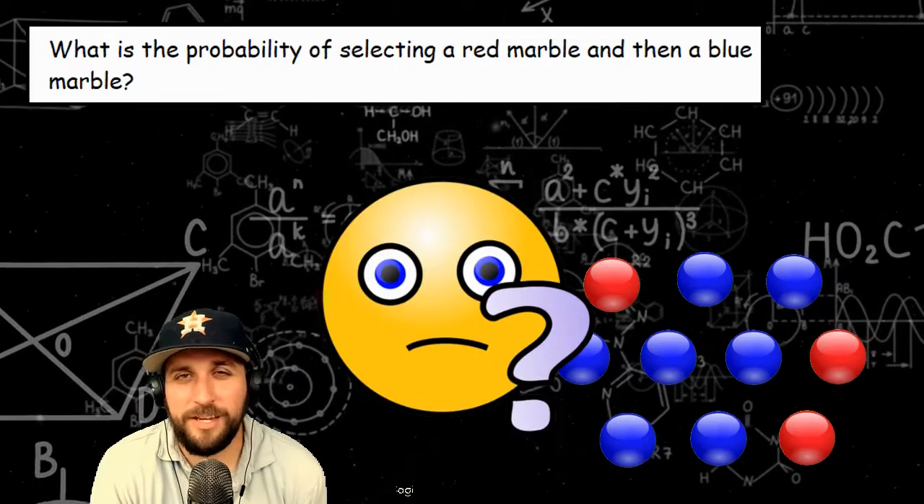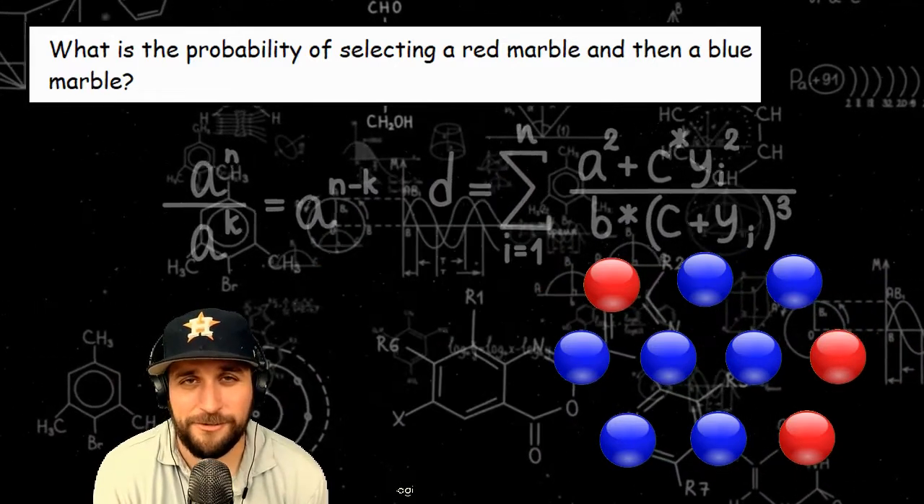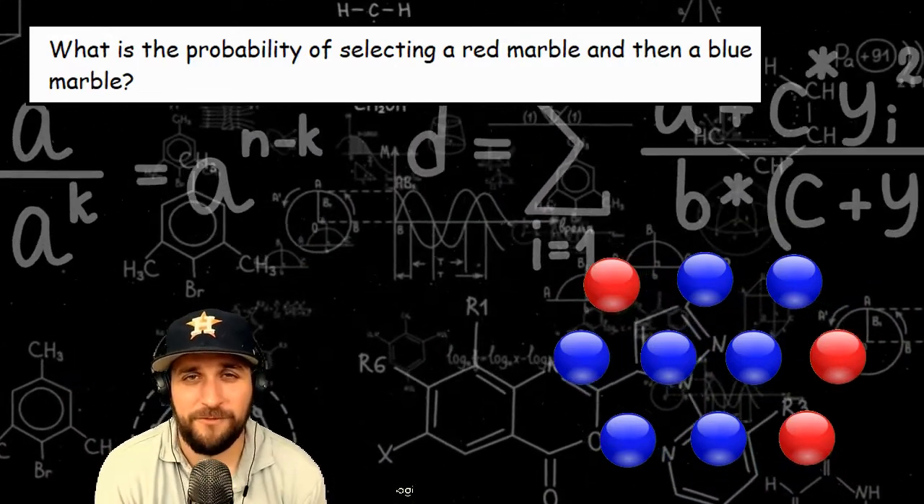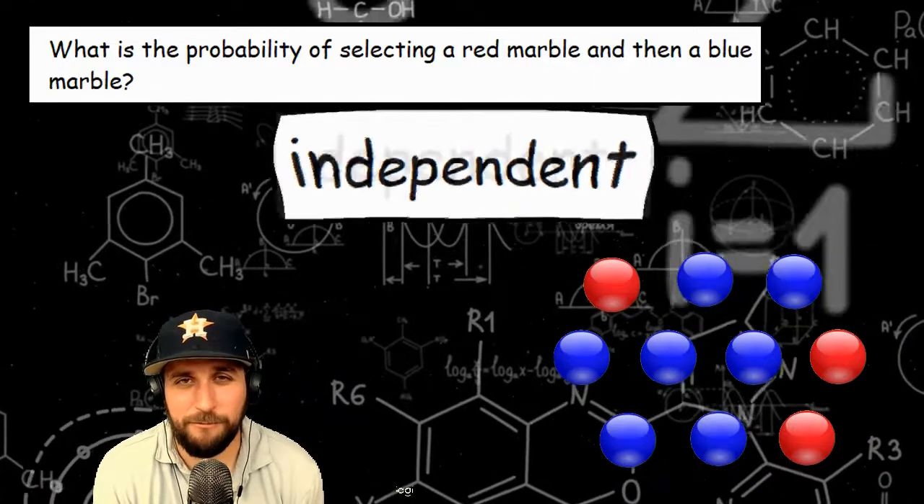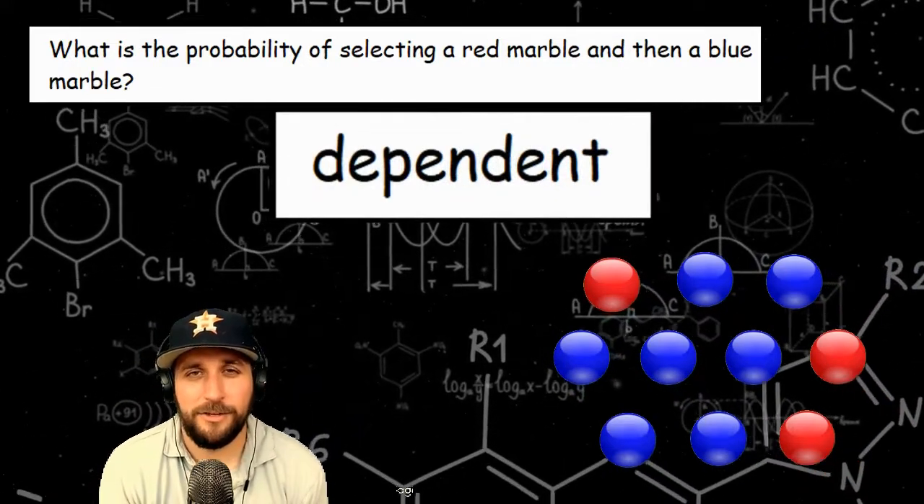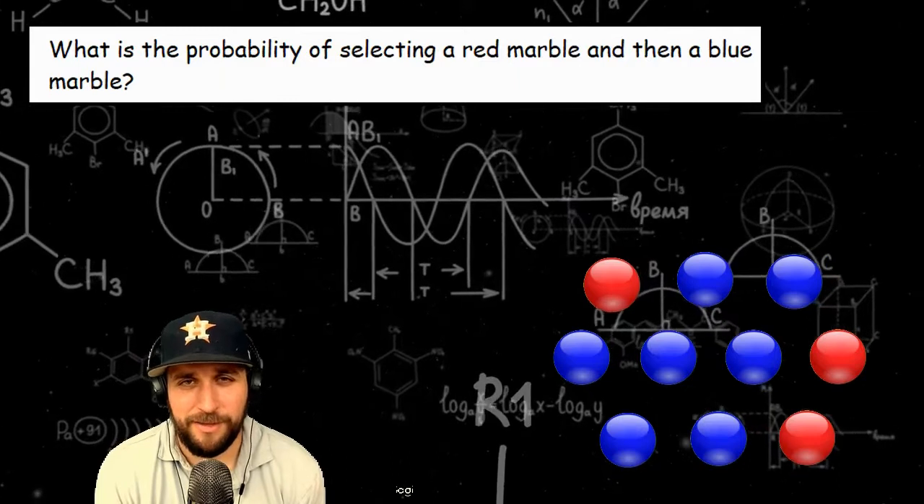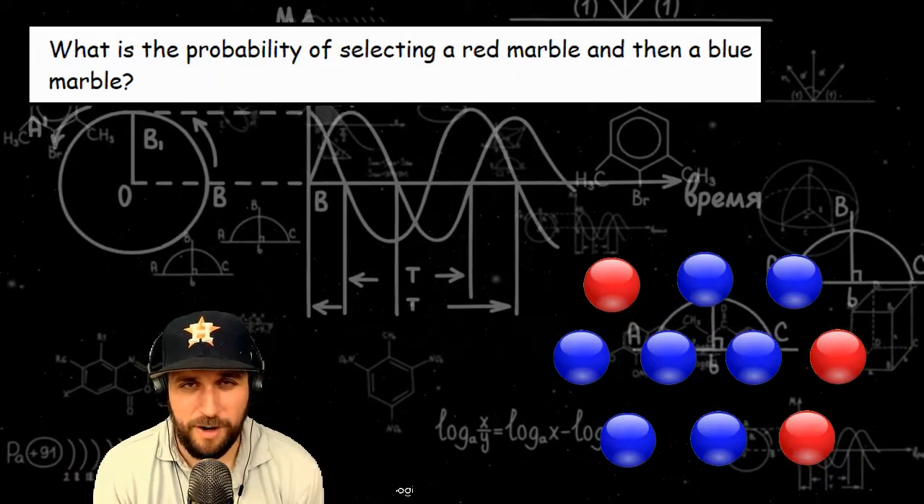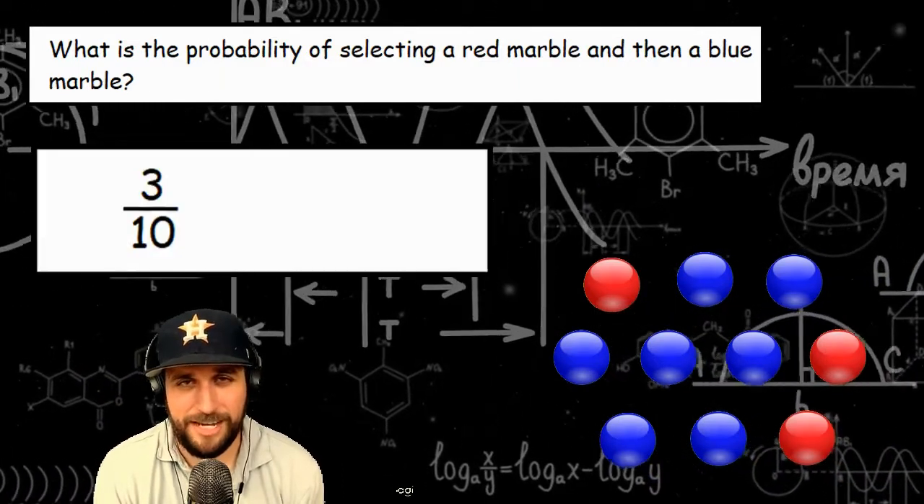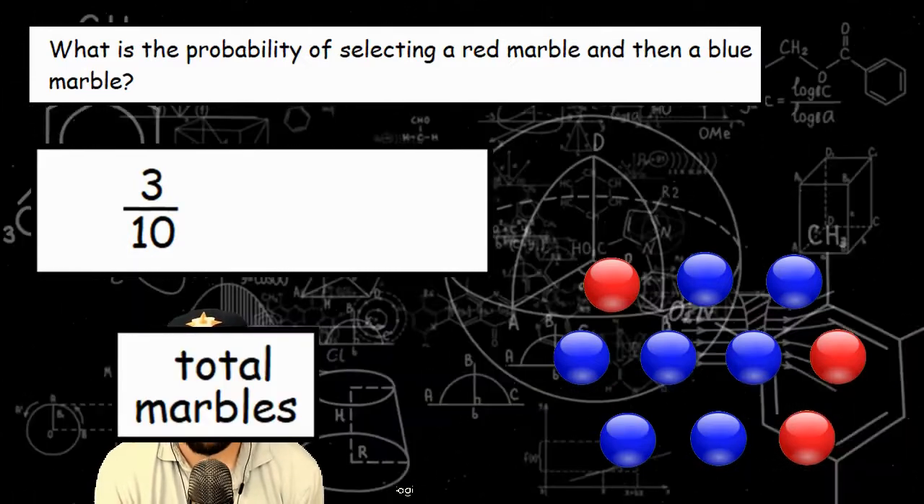What if on example B we didn't replace the marble after the first drawing? That would change this problem from an independent problem to a dependent problem. So the probability would change on this one. So my probability of drawing a red marble the first time would stay the same, 3 out of 10, 3 red marbles, 10 total marbles.